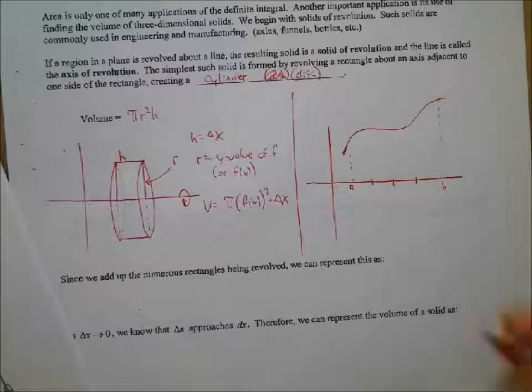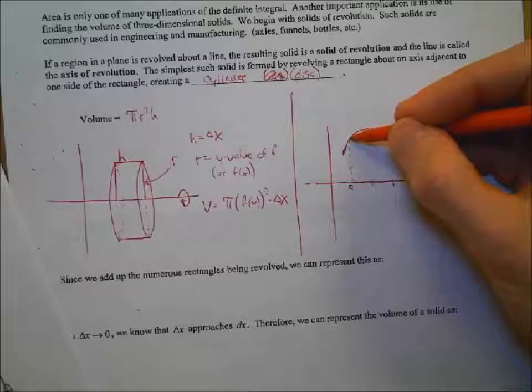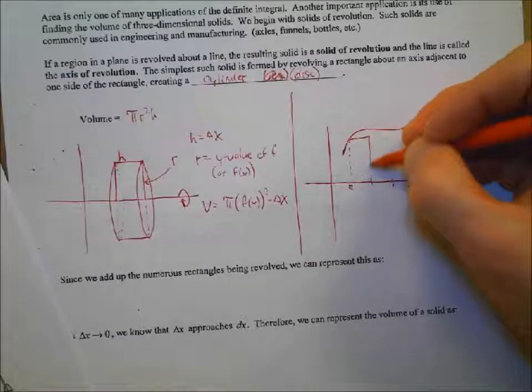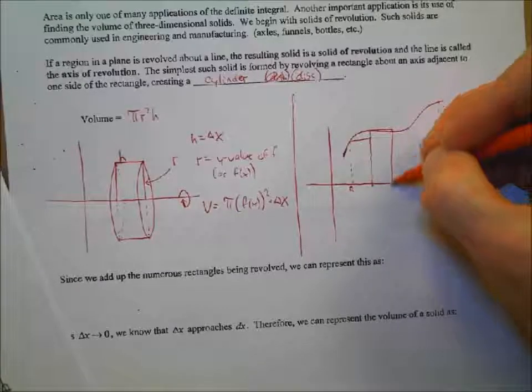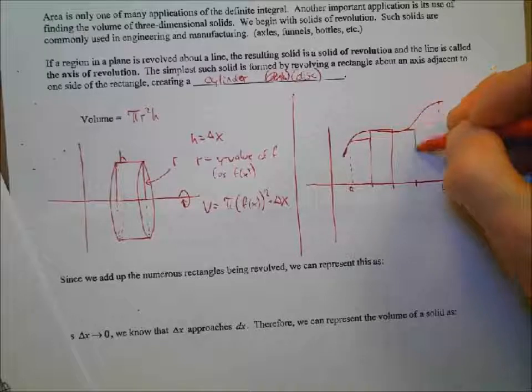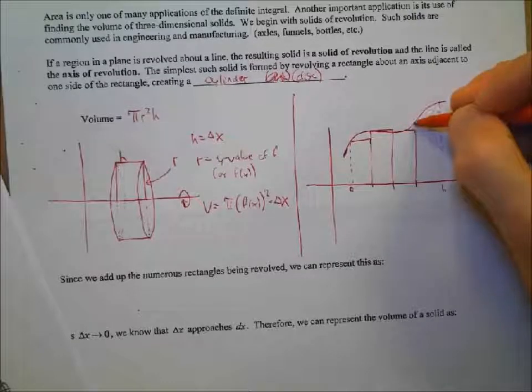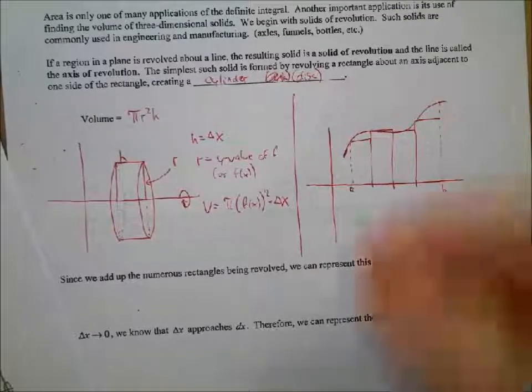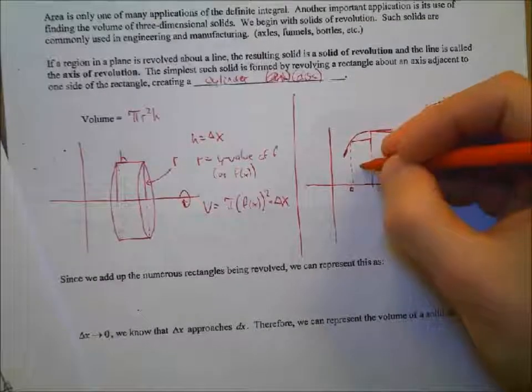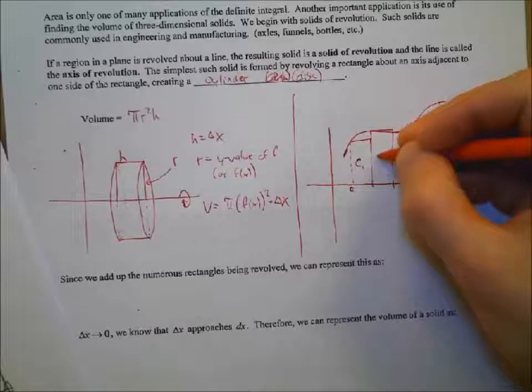Then we can try and figure this out using some more rectangles and stuff like that. We'll have to use multiple rectangles to find the volume of this shape. So yeah, it does kind of look like a butternut squash on its side.